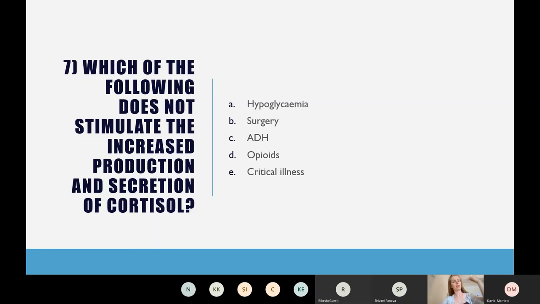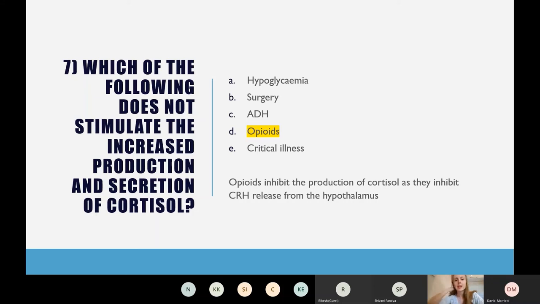So question seven, which of the following does not stimulate the increased production and secretion of cortisol? Is it A, hypoglycemia, B, surgery, C, ADH, D, opioids, or E, critical illness? Yes, so the correct answer is D. Opioids actually inhibit the production of cortisol, and that's because they inhibit CRH release from the hypothalamus. The rest all increase production of cortisol.